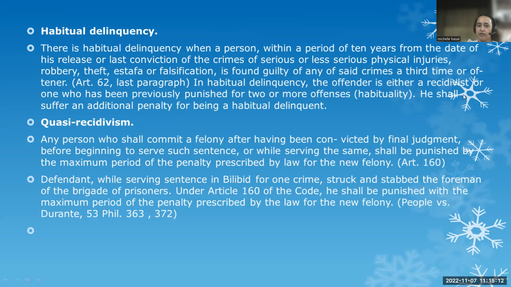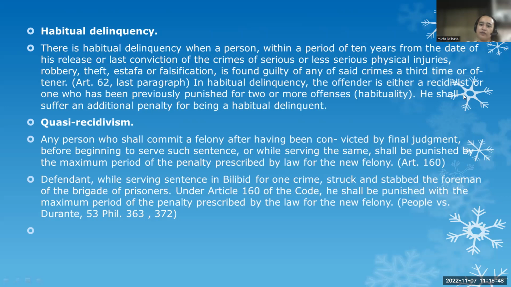There is habitual delinquency when a person, within a period of 10 years from the date of his release or last conviction, so na-convict na hiya, nakalaya na hiya, for the crime of specific line niya ha, physical injuries, robbery, theft, estafa, and falsification, is found guilty of any of said crimes a third time or oftener. So katulo na niya ginhimo, no?